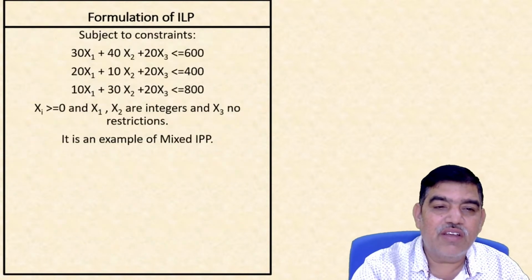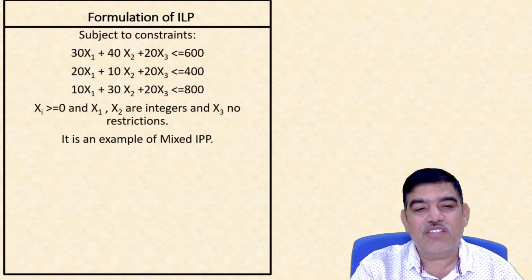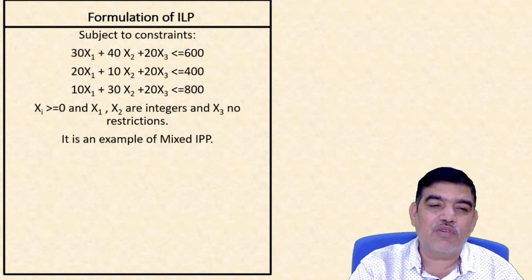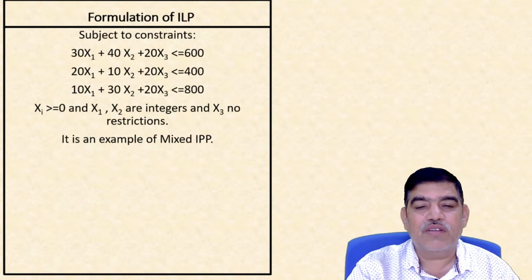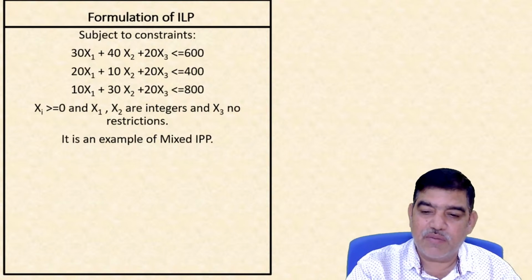That's why I am writing here x1, x2 are integers, because these are the decision variables for product 1 and product 2. x1, x2 are integers and x3 has no restrictions. So it may be a fractional value, it may be a real value. So it is a special kind of integer linear programming. It is an example of mixed IPP, because some are positive and integers and some are positive but fractional or real value. It is a mixed integer programming problem.